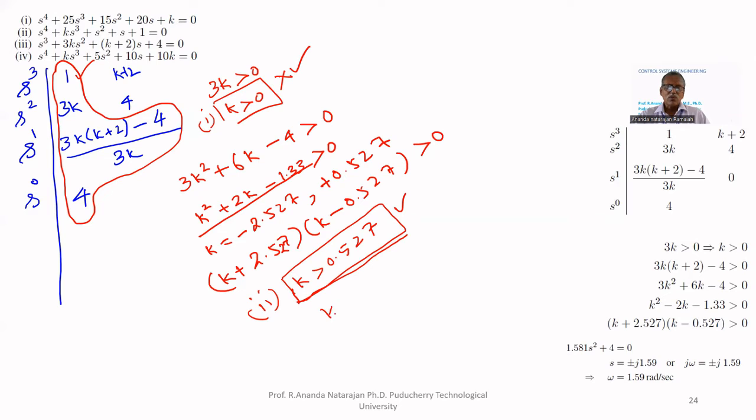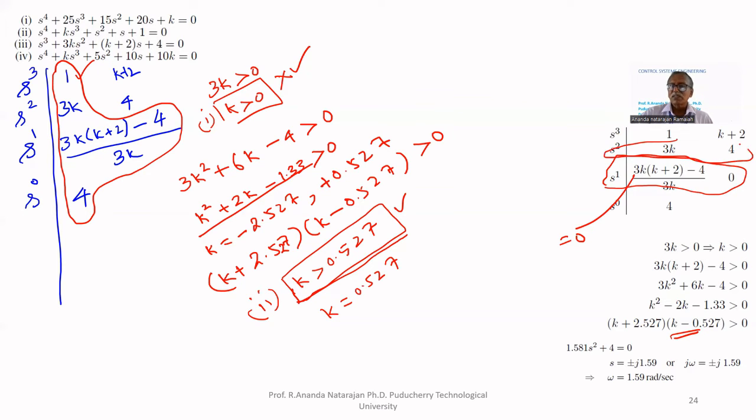Therefore, if K equal to 0.527, then you will get sustained oscillation. Because if K equal to 0.527, you will get a row of 0. S power 1 row becomes 0. If you substitute K equal to 0.527 here, this becomes 0. It means row of 0. Therefore, this becomes the auxiliary equation, so we can find the roots on the j omega axis by using that.